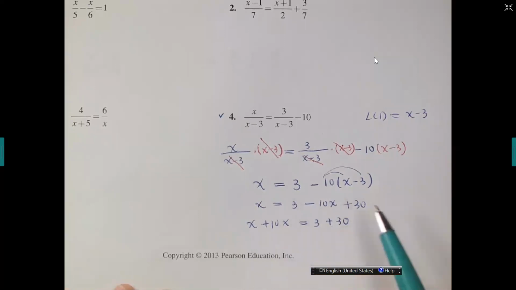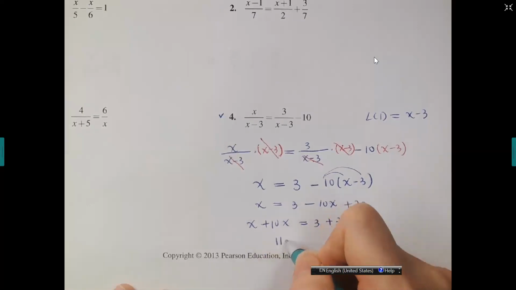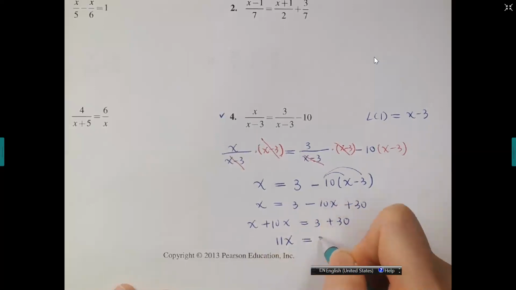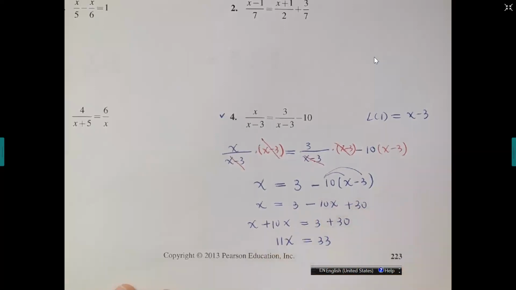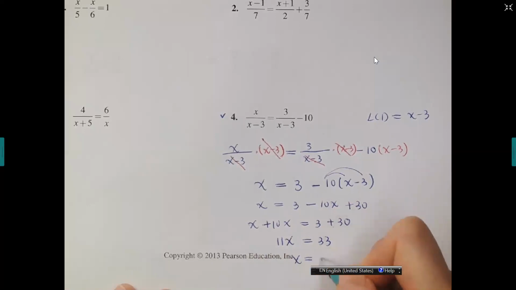Then combine like terms. What do we have? 10x plus x equals 11x, equals 33. How can we get x? Divide by 11 on both sides. I get x equals 33 divided by 11, x equals 3. So we are pretty happy now, right? We found what x is.